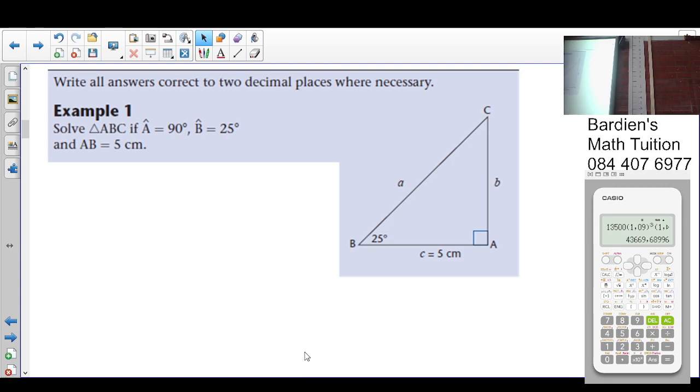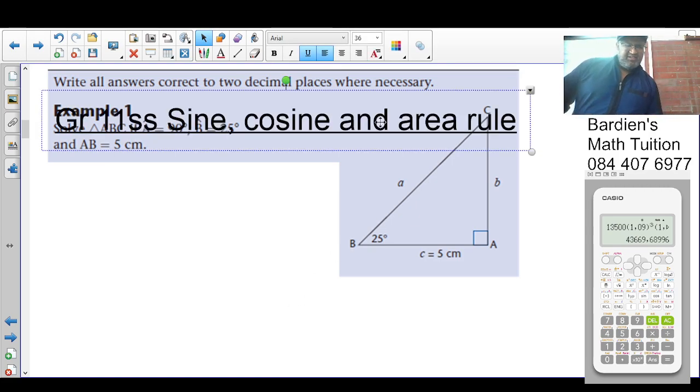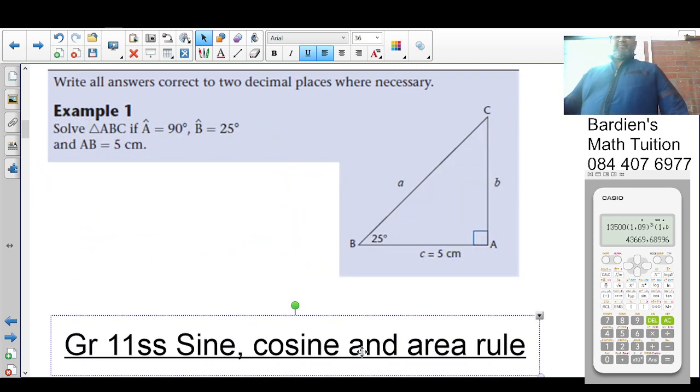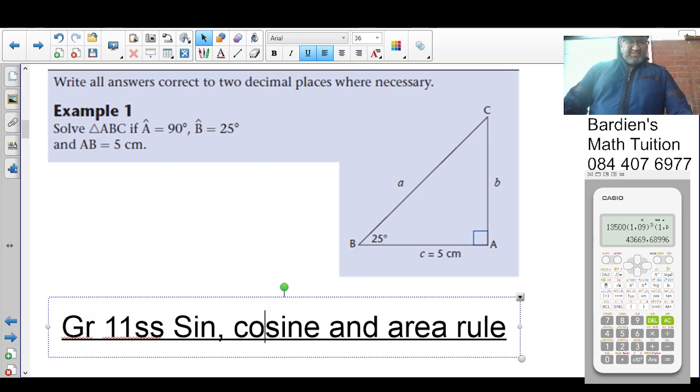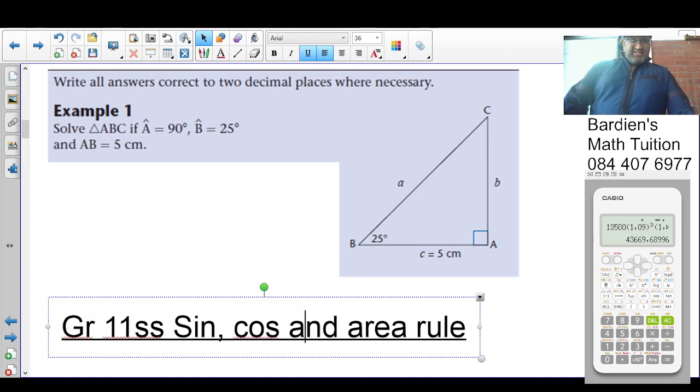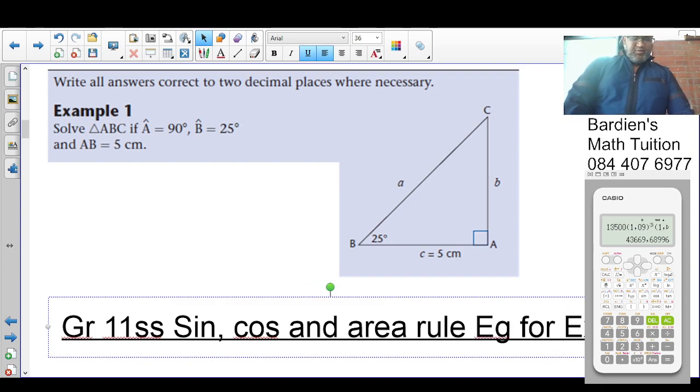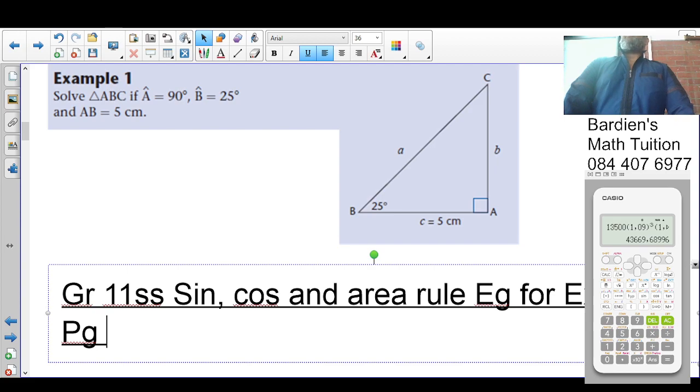So this is our marker. Let's just put our marker down. We're looking at examples only: sine, cos, and area rule. These are the examples for exercise 10.1, which is on page 332.